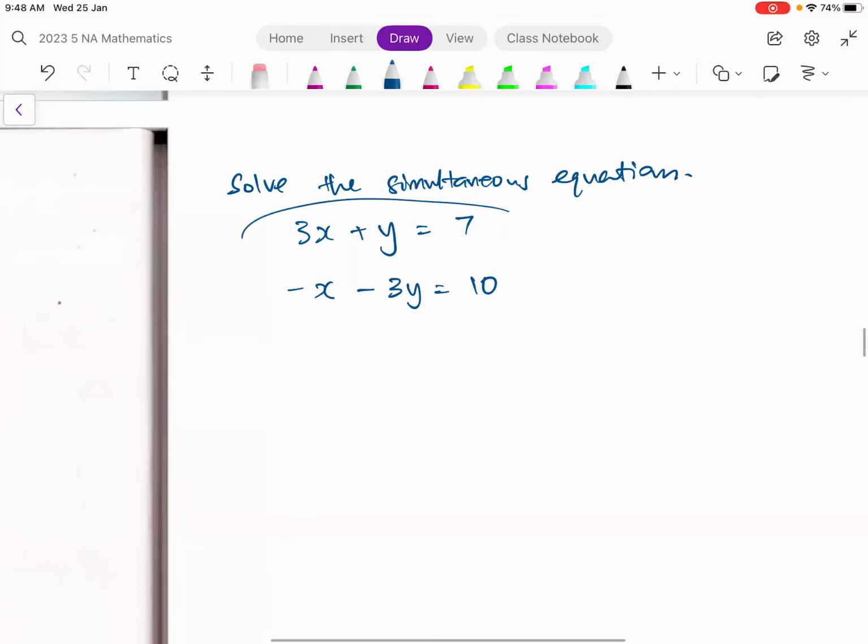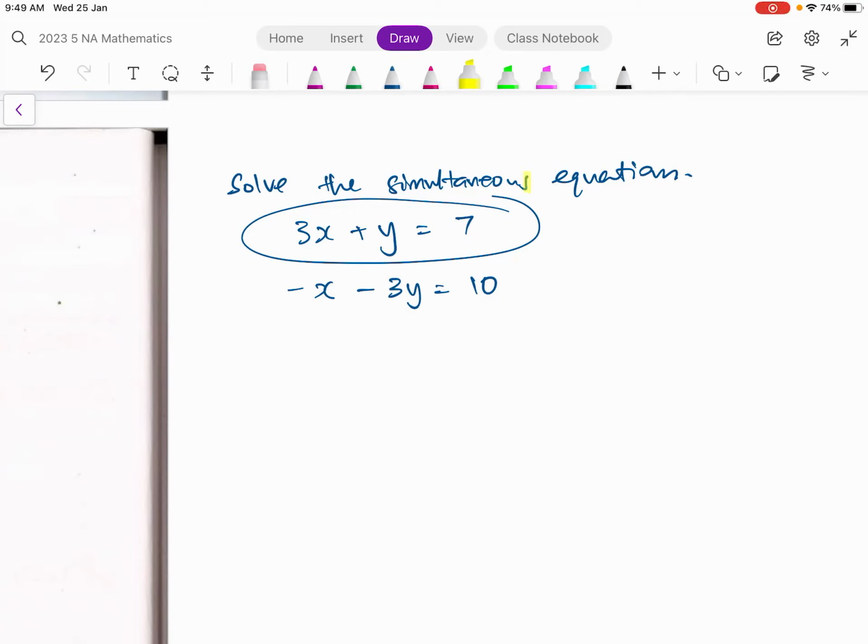3x plus y is equal to 7. There are infinite numbers of x and y that will make it true, isn't it? If x is equal to 0, y is equal to 7. If x is equal to 1, y is equal to 4. If x is equal to 2, y is equal to 1. There are infinite solutions. Okay? And we can plot them on a graph. Likewise, for the second equation, there are infinite possibilities. If x is equal to 1, y is equal to, I go and work it out. x is equal to 2, y has a certain value.